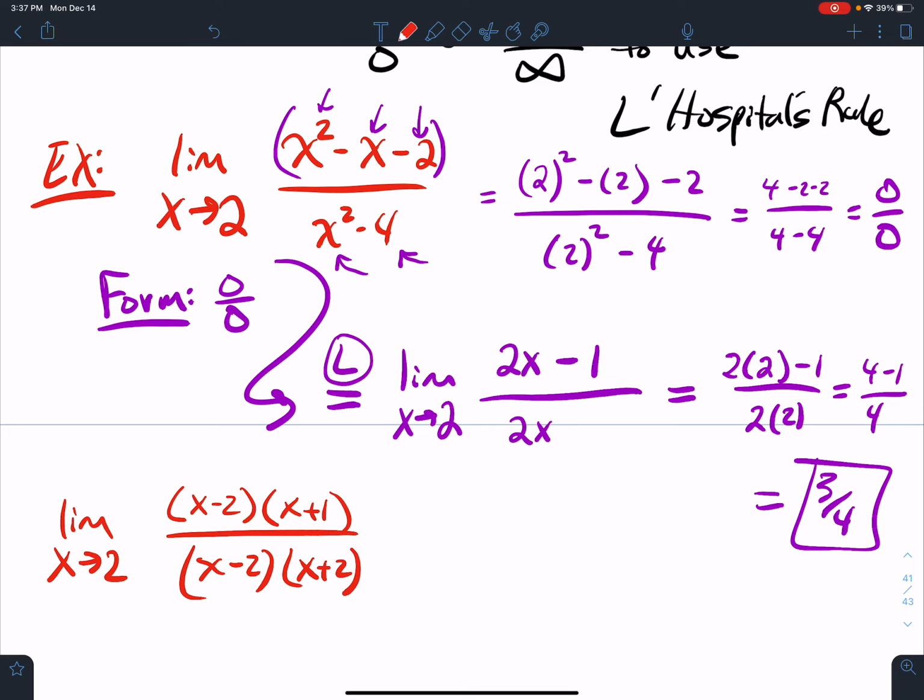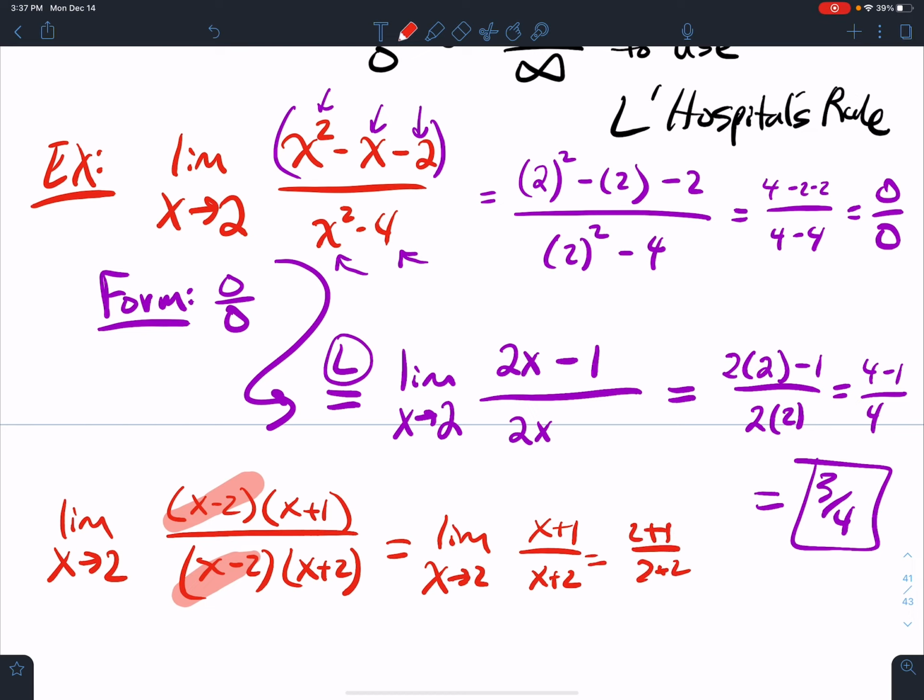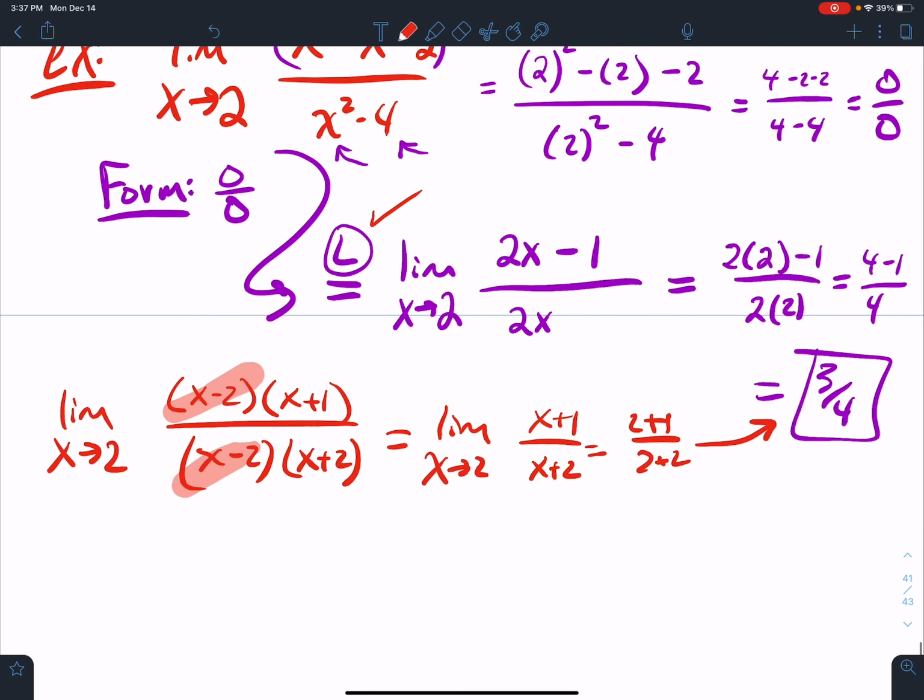And so what do we know? This factor and that factor cancel, and so I get the limit as x goes to 2 of x plus 1 over x plus 2. When I plug that in, 2 plus 1 over 2 plus 2, that still gets me my 3/4 there. So that's the old way of doing things. Now we're going to use the L'Hopital way, and I think you'll find that it's faster and better. Okay.